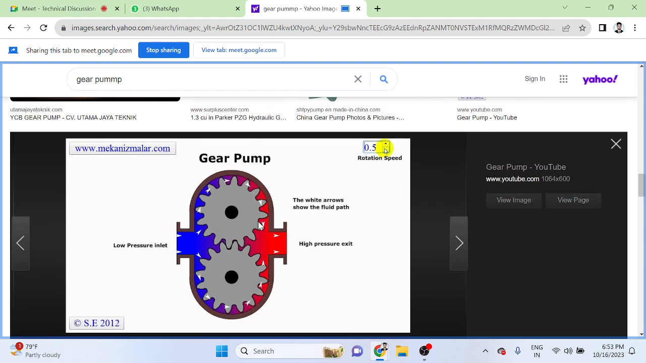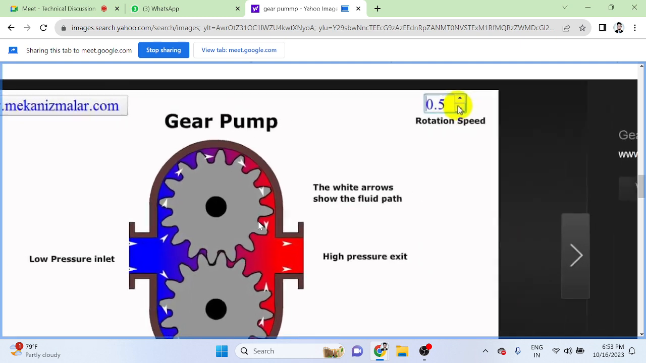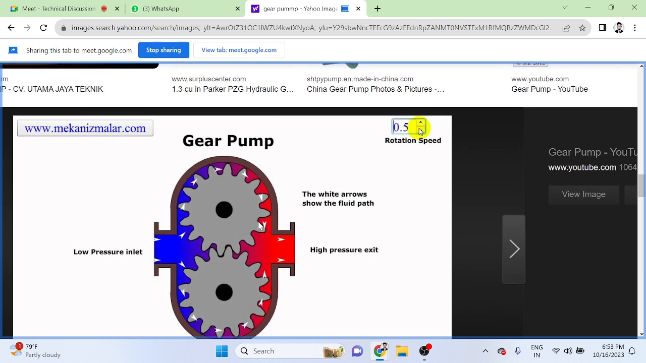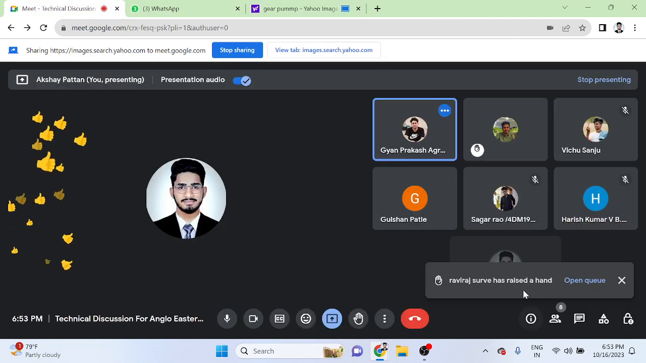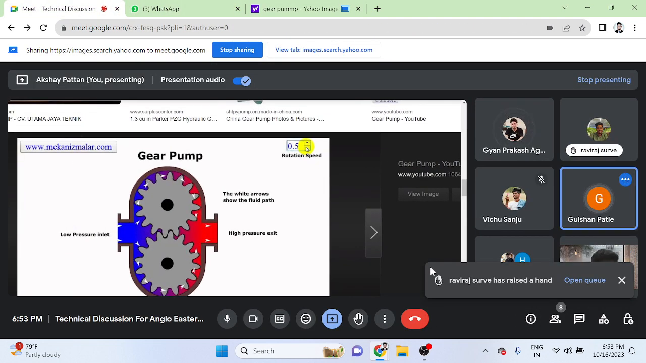So in gear pump, I was explaining about the machine, right? So you can see the low pressure inlet portion here. Bro, could you please tell me in English? Please. So as you guys can see, the gear pump is unmeshing.